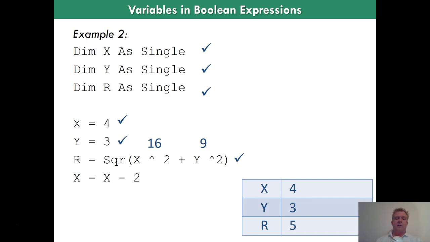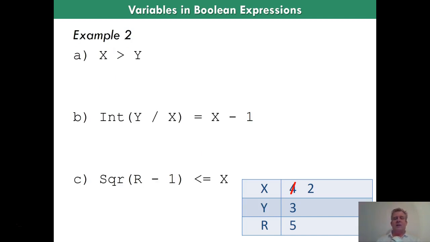And finishing off, we now reassign something to x. So we've got x, and to x we will assign the current value of x and subtract 2. So the current value of x is 4, we subtract 2 from it, and that gives us 2, which is what we will assign to x. And notice how the 4 has been eliminated. X is no longer 4, it is now 2.